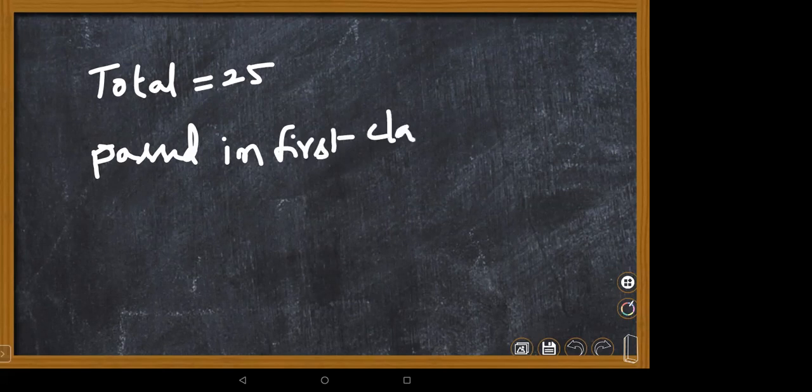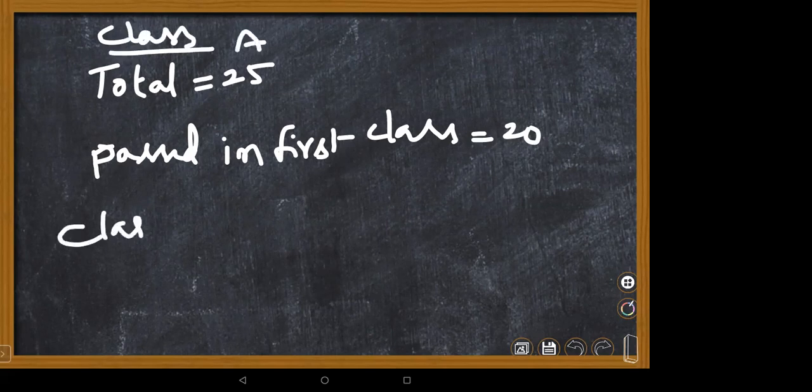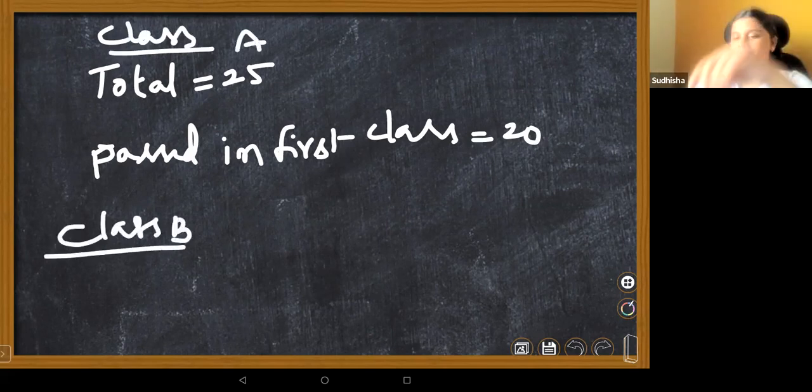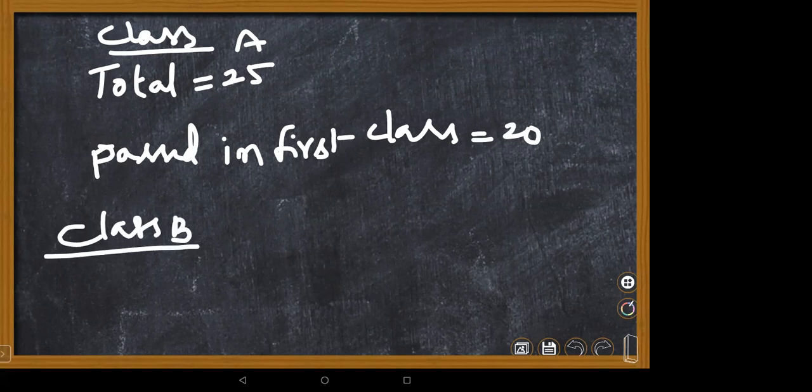How many passed in first class? 20 students passed in first class in class A. Now another class, class B. There are two classes of children. Information about class B is given. In class B, the total is 30 students, and of those, 24 passed in first class.